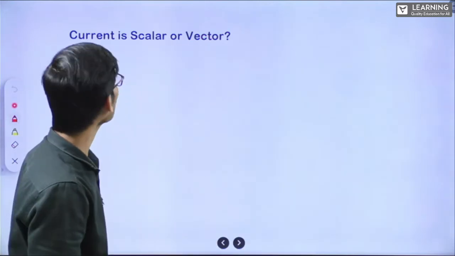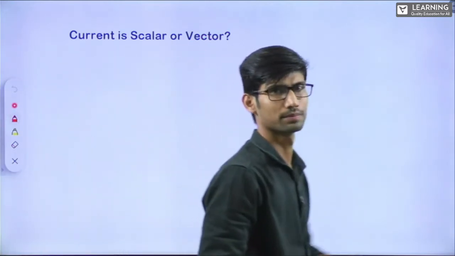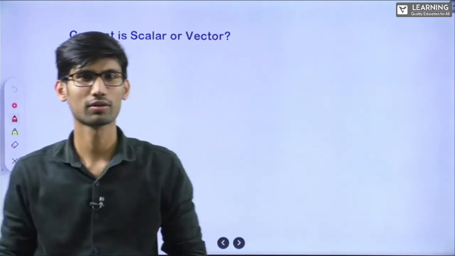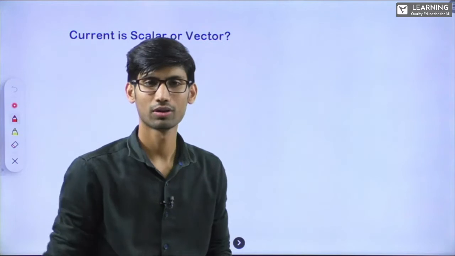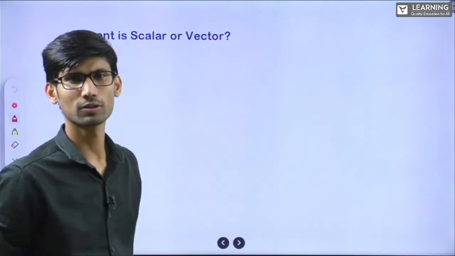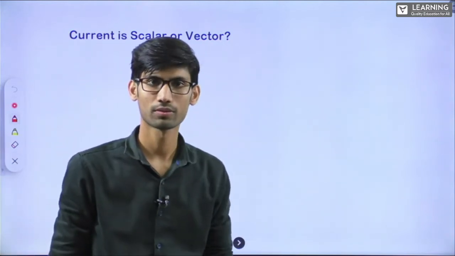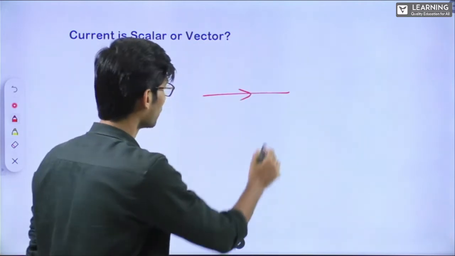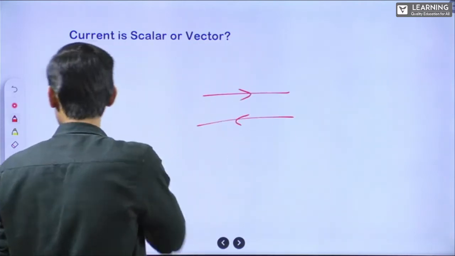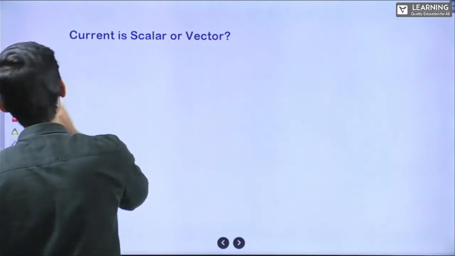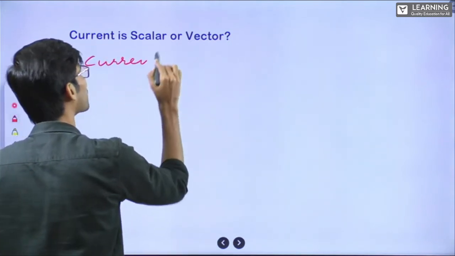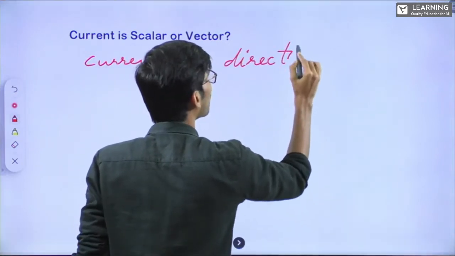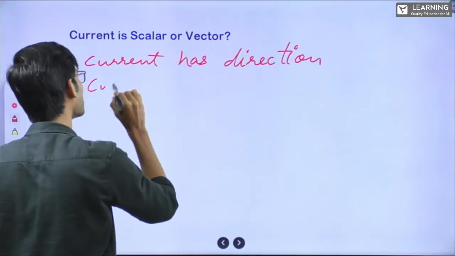Now, current is scalar or vector? What do you think? Vector quantity is something which is having direction and magnitude both. Current has direction also. It has magnitude also. Right? Current has direction. We mark it with arrow, like current is flowing in this direction or current is flowing in this direction. Current has direction also. Current has magnitude also.